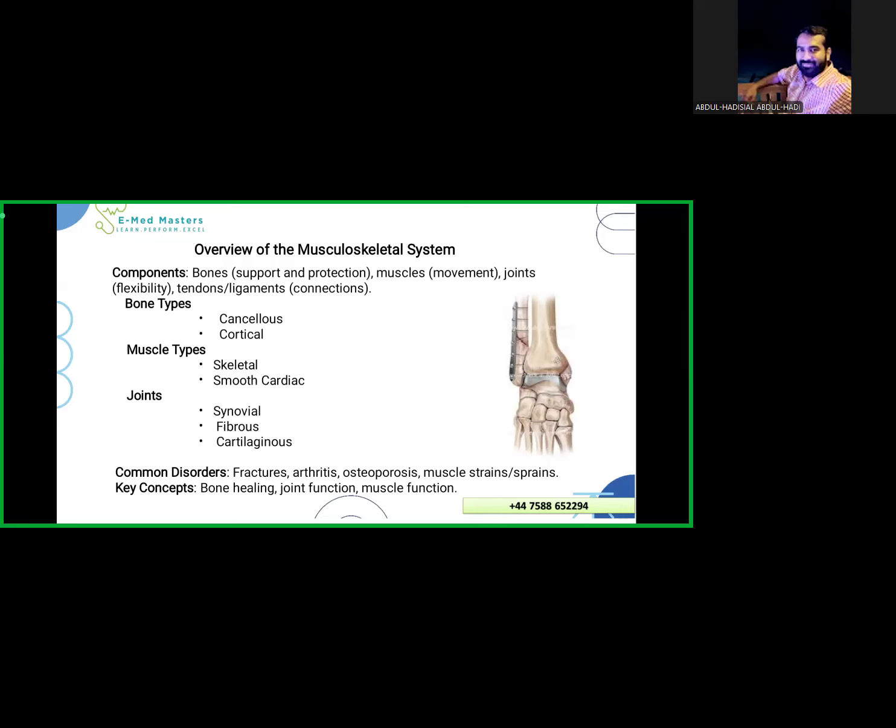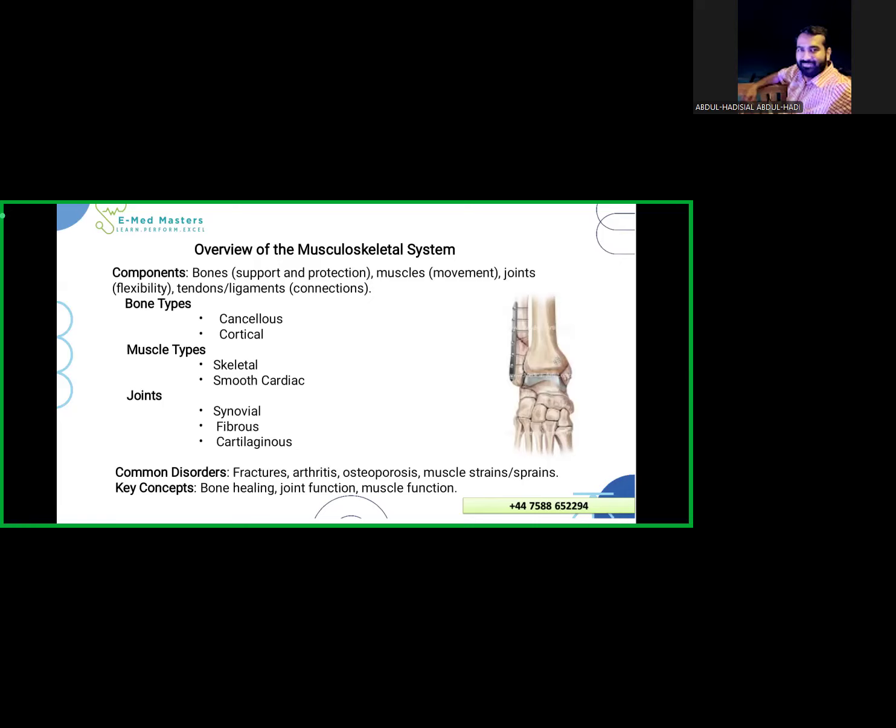Muscle types related to the skeletal system are skeletal muscles, and the other muscles are in the gut, the smooth muscles, and in the heart, the cardiac muscles. Later on we will discuss the difference between these three types of muscles, the receptors present on them, and what types of drugs act on them. Later we can go through these different drugs and their actions on different types of muscles. As for joints, a joint can be a synovial joint, a fibrous joint, or a cartilaginous joint.